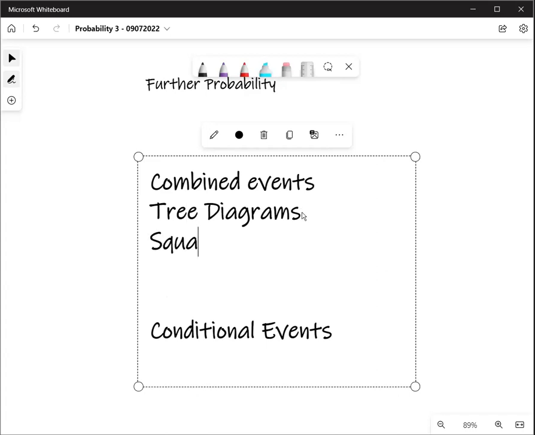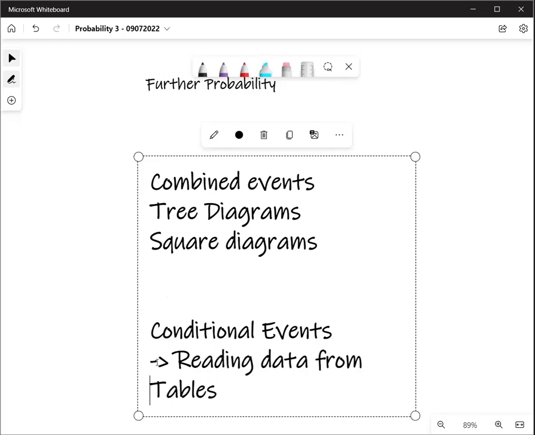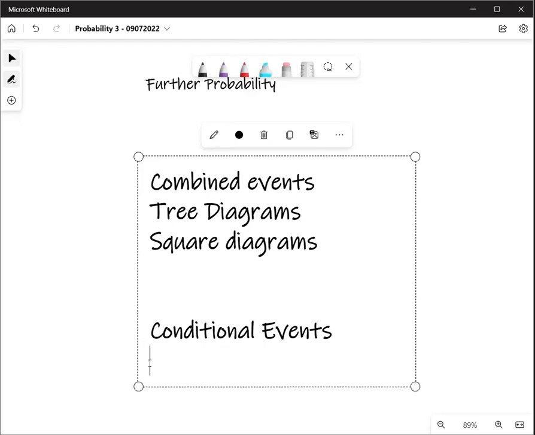Have you done square diagrams in class? No, we only started tree diagrams today. All right, no problem. Conditional events, I will do all of this today. We'll finish everything today. Conditional events are just tables, reading data. Mostly, that's it.